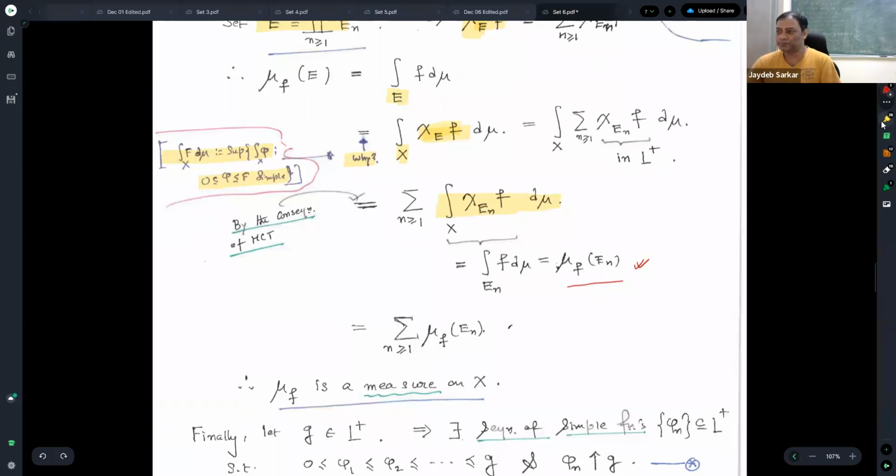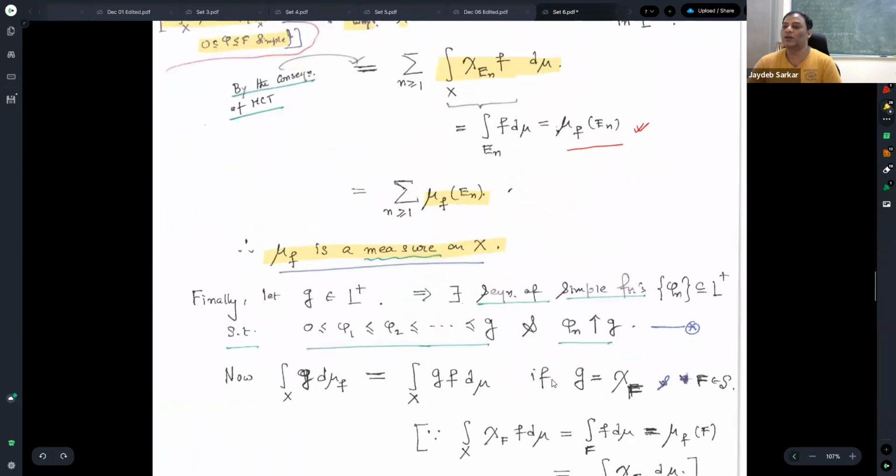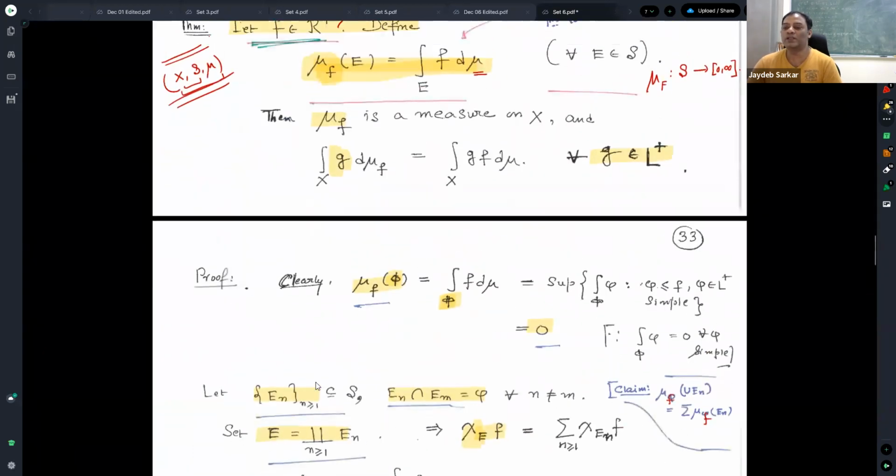So what you have is μ_f(E), which is μ_f of the disjoint union of E_n, equals the sum of μ_f(E_n). That's what you get. So this tells you that μ_f is countably additive, and hence μ_f is a measure on X. Now, finally, you want to prove this equality.